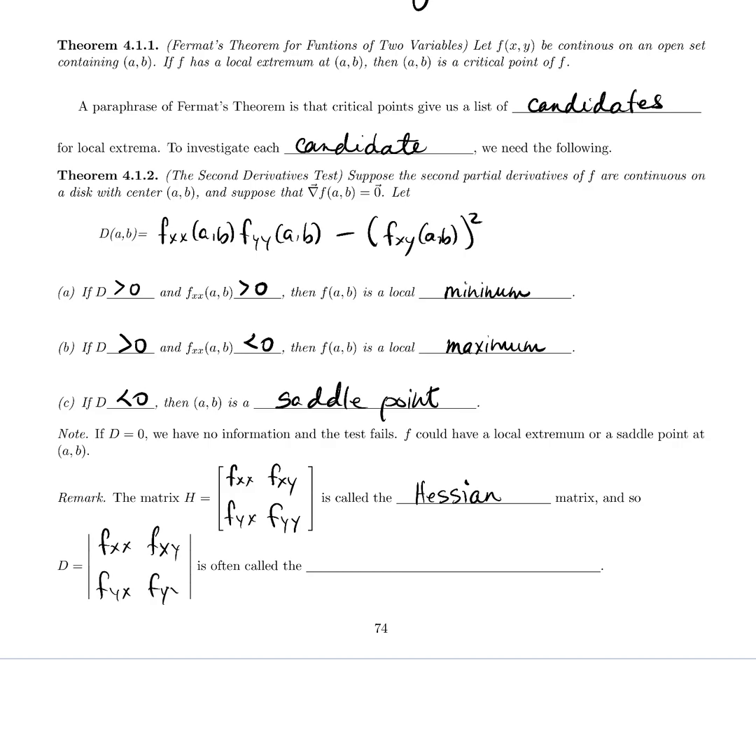So you remember from your linear algebra course that the determinant of a 2 by 2 is ad minus bc. So if you take this product and subtract the other, if the second partials are continuous, those are equal, and you get exactly the expression for D. Since this matrix H is called the Hessian, D is often called the Hessian determinant.